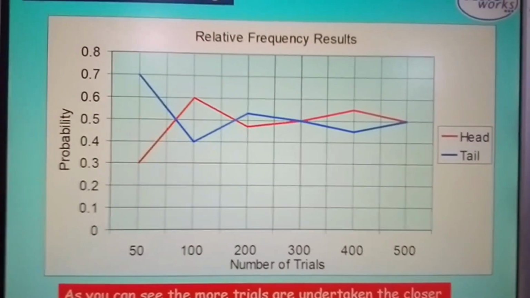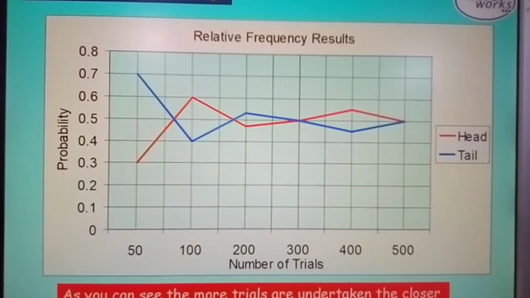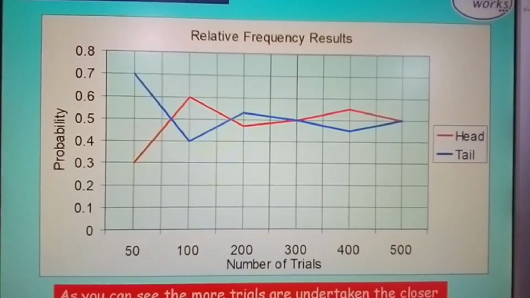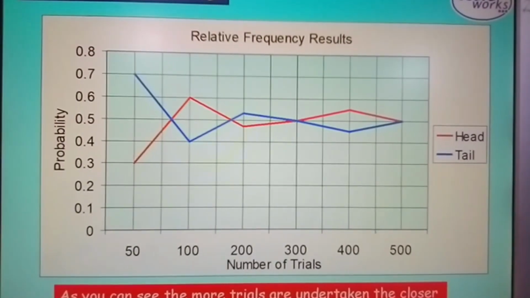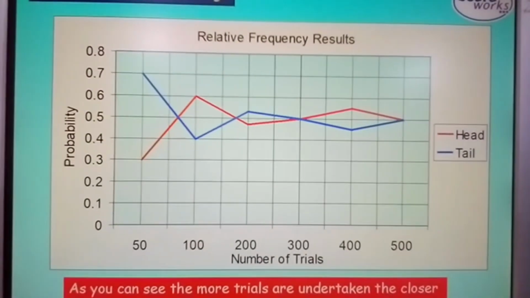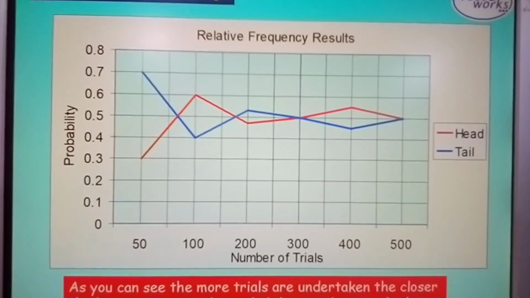As you can see, the more trials are undertaken, the closer the lines get to 0.5. The probability tends towards the theoretical 0.5 value. Or 0.5, 50-50.